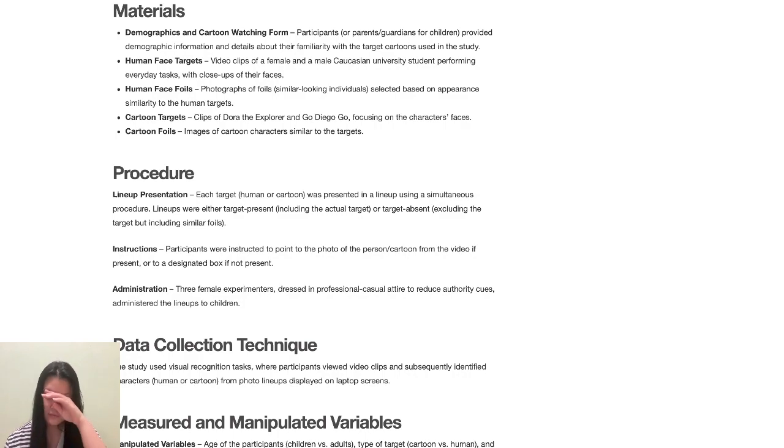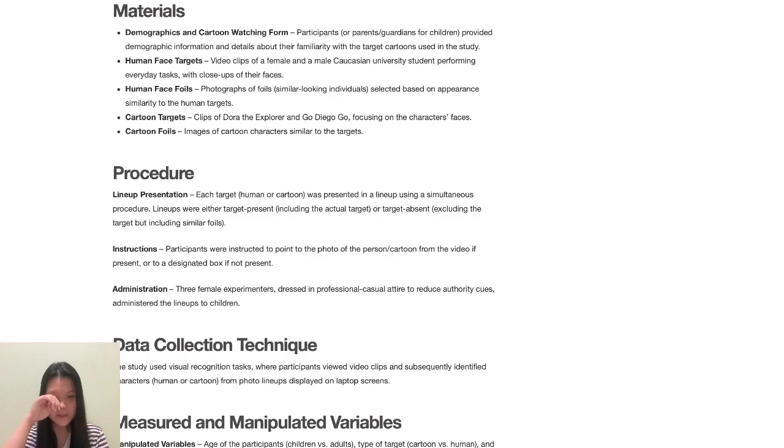I'm not sure. I can't remember. Okay, so basically it excluded the target but includes similar foils. Do you remember what foils are? Is it related to the videos and the photo arrays?